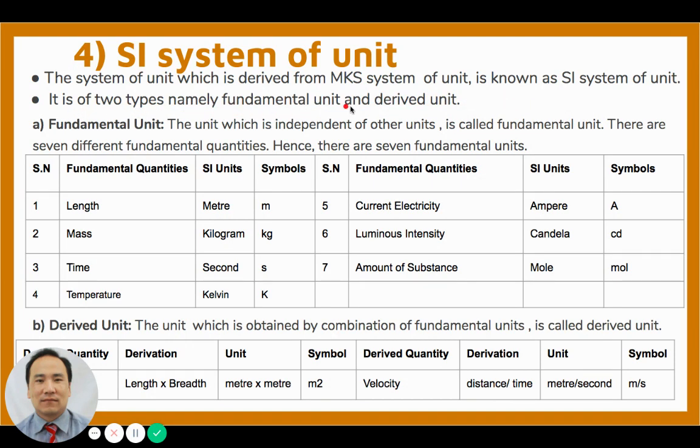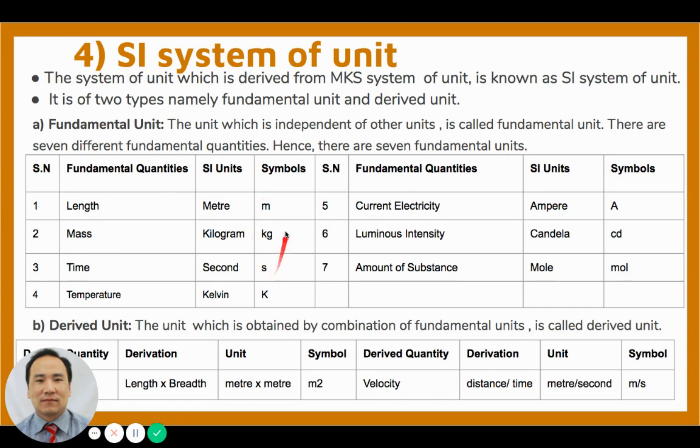namely fundamental unit and derived unit. Fundamental unit, as we discussed before with fundamental quantity, has a somewhat similar definition. The unit which is independent of other units, meaning the fundamental unit does not depend upon other units. Its name is fundamental unit because it measures fundamental quantities. As we told you, there are 7 fundamental quantities, and their units are called fundamental units. So length, meter; mass, kg; time, second.